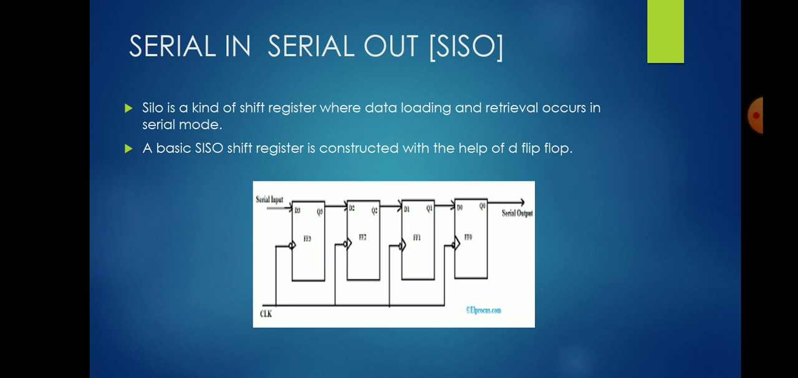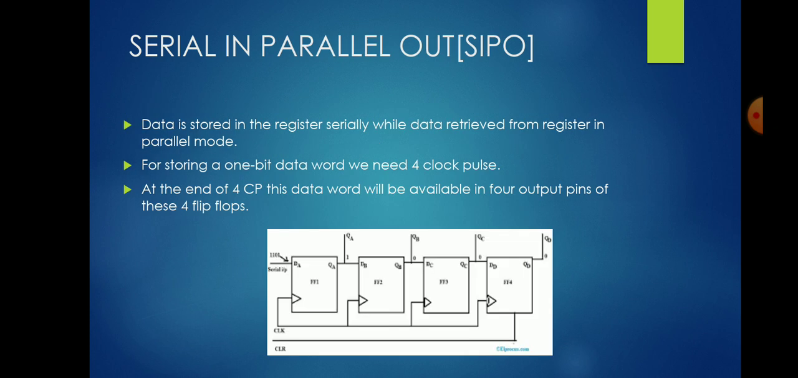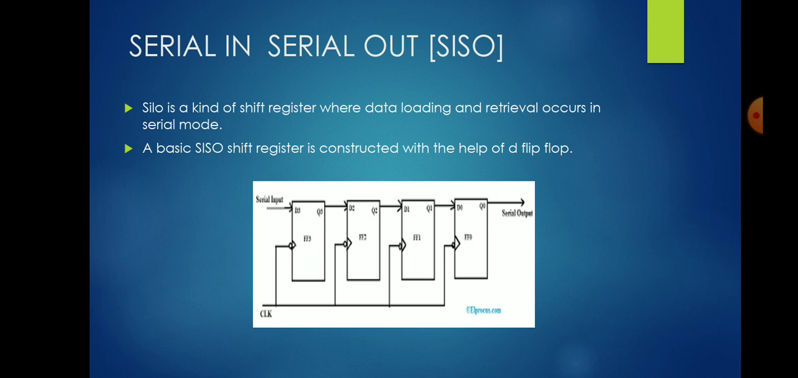So moving on to the first register, the serial in serial out, or rather we call SISO. The SISO is a kind of shift register where data loading and retrieval occur in the serial mode. A basic SISO register is constructed with the help of flip-flops. Right here we have an image of what the SISO is all about. Here we have a serial input and a serial output, and we also have a clock signal.